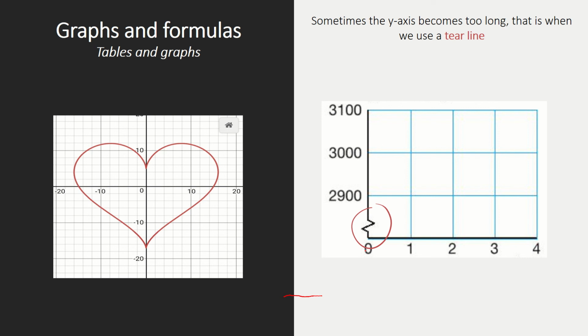Please have a look at how you can read graphs and tables, and if you have any questions, then please let me know. In the next video you will learn how you can draw graphs yourself.